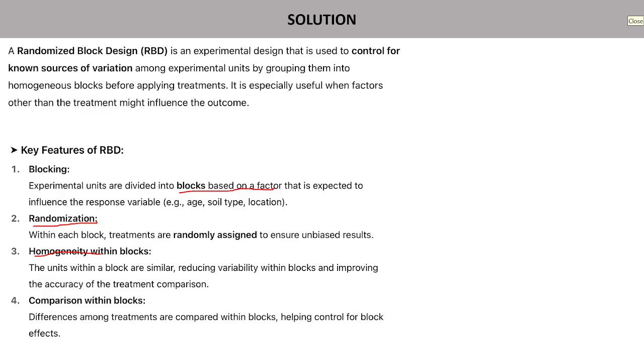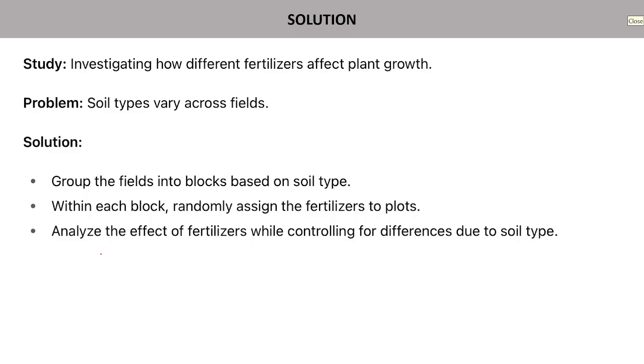And the fourth one is comparison within the blocks. Because the differences among the treatments are compared within the blocks, this will help control for the block effect. Because there are different treatments in each block and there are multiple such blocks, the differences between those blocks can be calculated and the effect of that can be controlled. So these are the four important key features of randomized block design.